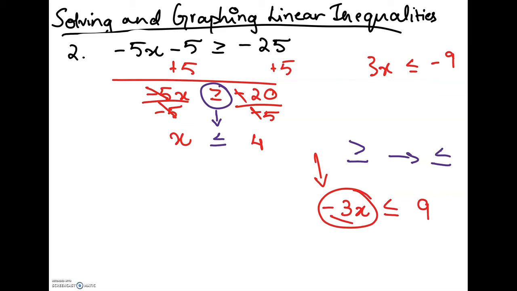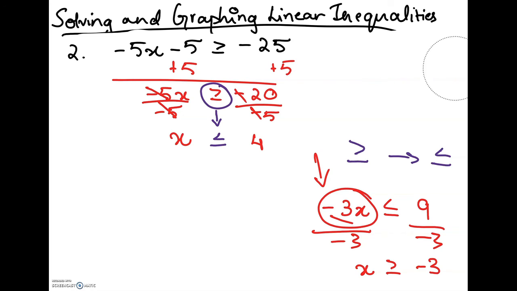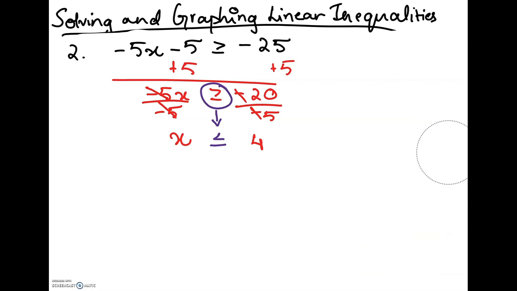But in this case, in the bottom over here, we have -3x. So we're going to divide both sides by -3, and we're going to get x is greater than or equal to -3. So make sure, that's a mistake that everyone makes, but if you understand it, you won't make it again. So let's draw this on a number line.